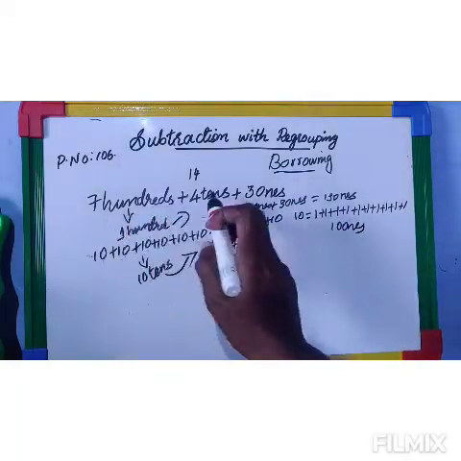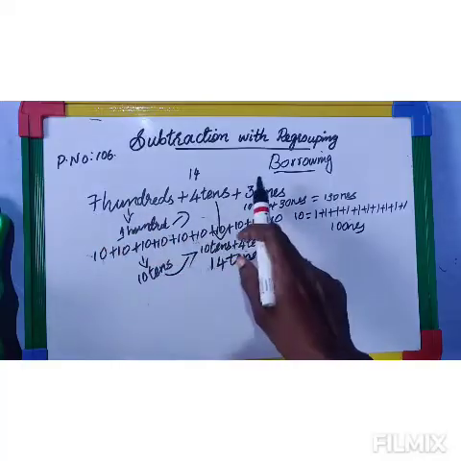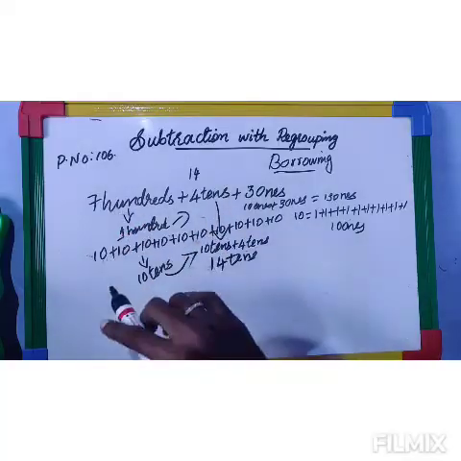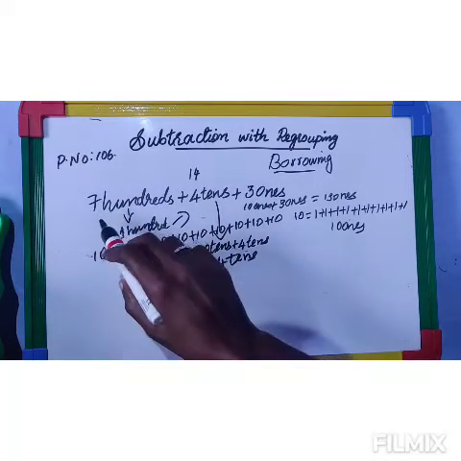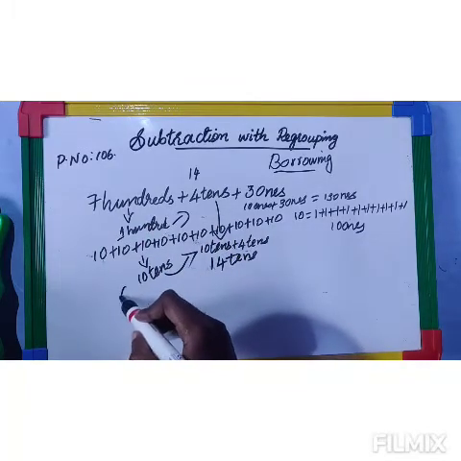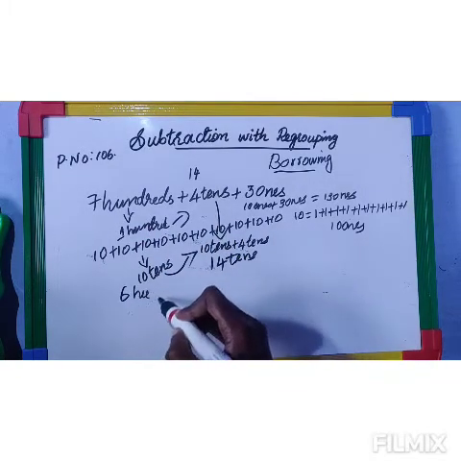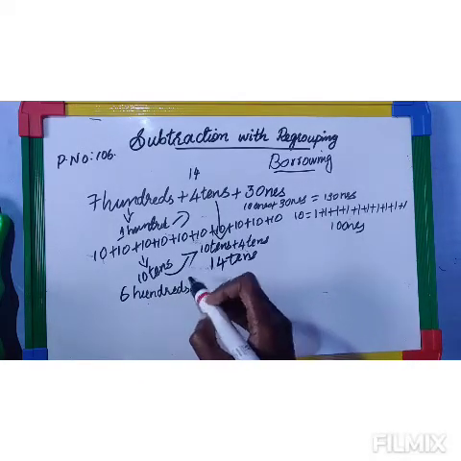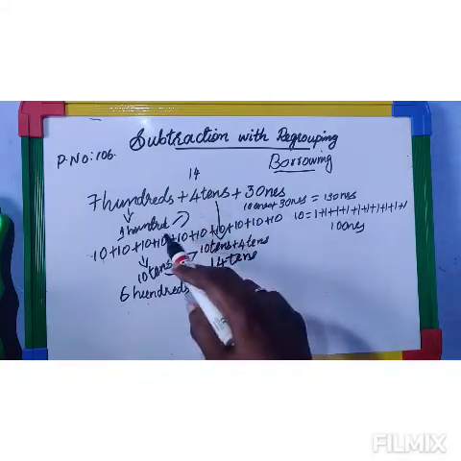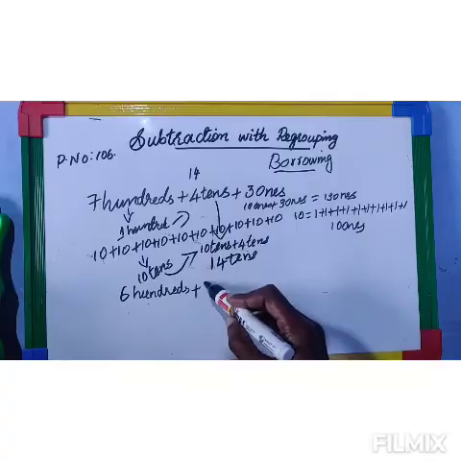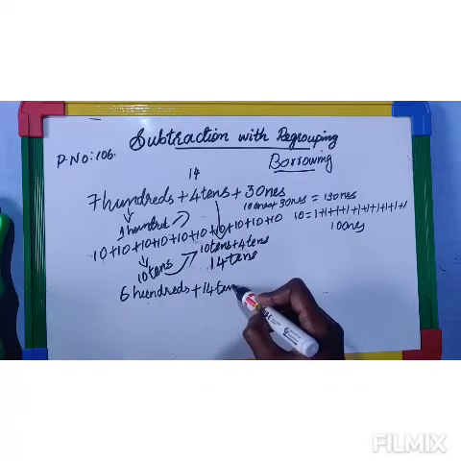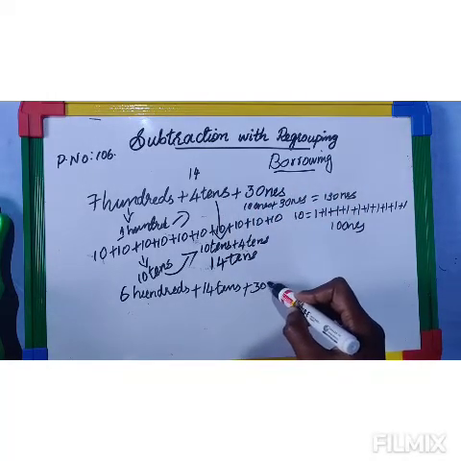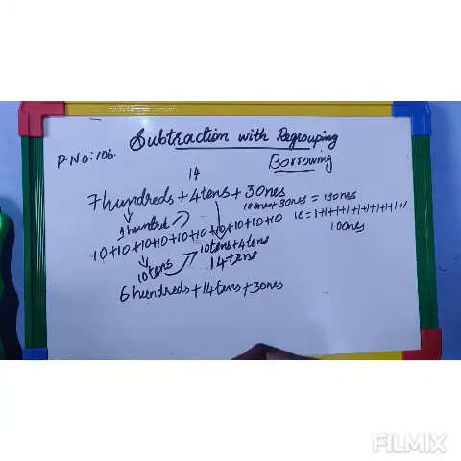So after regrouping, let's write now. Ones we are not calculating, only what we have transferred, 100 to tens. So if you give 1, how many will remain? 100 you have given already, so there will be 6 hundreds now. And after getting 100 here, that is 10 tens, it becomes 14 tens, plus this 3 ones. Okay, this is the way you have to write.